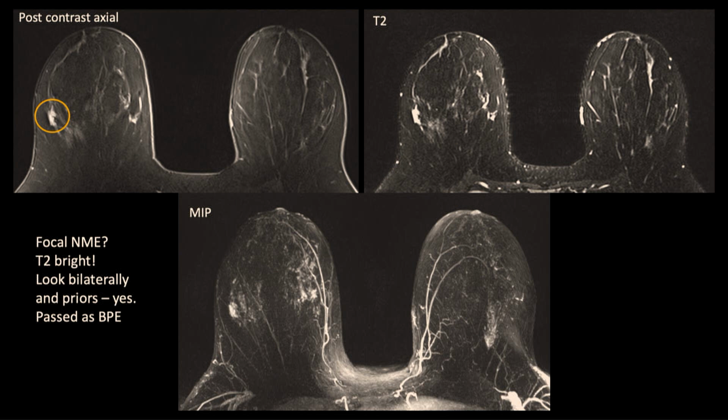So here's an example. We have what someone thought was a focal area of NME in the right breast. And if you look, there is T2 hyperintensity associated with the finding. And I like to look at the MIP. The MIP helps me determine bilaterally, does this look different? Is it a solitary lesion? And if you look closely, you can see that in other areas of the breast and the contralateral side, there's very similar appearing enhancement. So this was passed as background parenchymal enhancement.